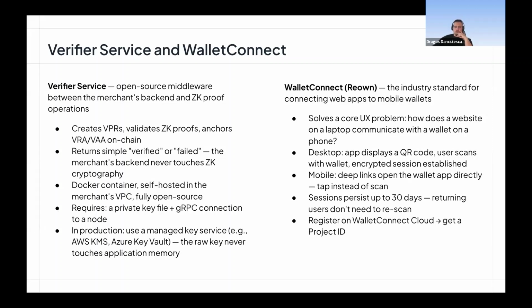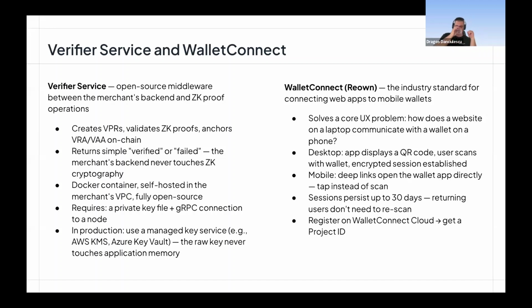It's an open source middleware between the merchant's backend and zero knowledge proofs operations. So if you're building an app, this is basically everything that you have to use. You don't have to actually design the functions that will call the chain. You will just call one function called create with some simple parameters, and it will create all of the anchors that I've mentioned before, validate all of the proofs, and anchor everything.